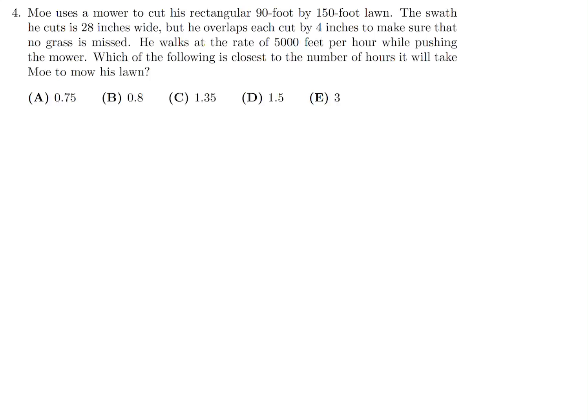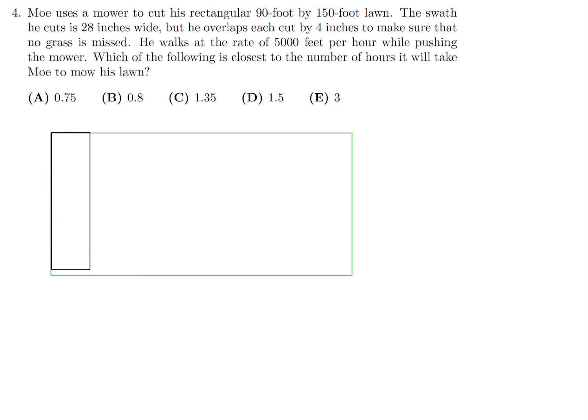So he's got this rectangular field, right? Like this. And then he's going to cut these swaths, they call it. And they're basically like that. There's the first one. And then he's going to slightly overlap. There's the second one, and so on.